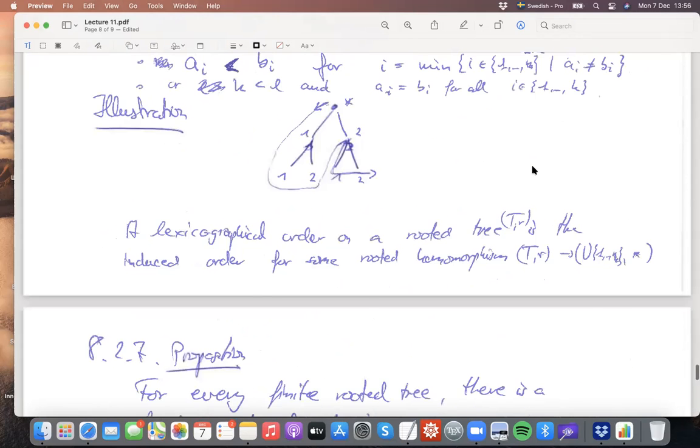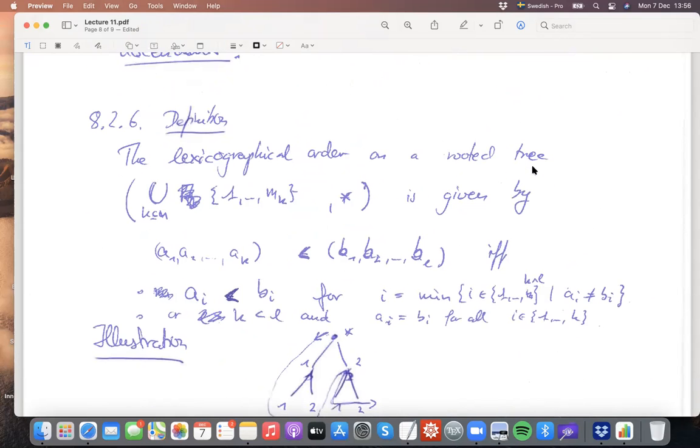We'll be introducing, for a rooted tree, a lexicographical order on its vertices. And let me show you again how to do this on a picture. And maybe we can do some small exercises afterwards before we part. Okay, so lexicographic ordering of vertices on a rooted tree. And the way to do this is as follows.